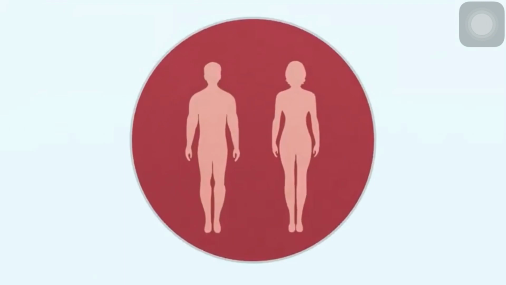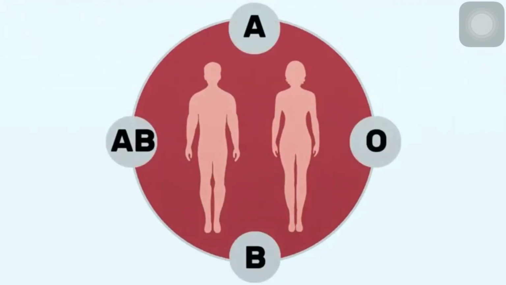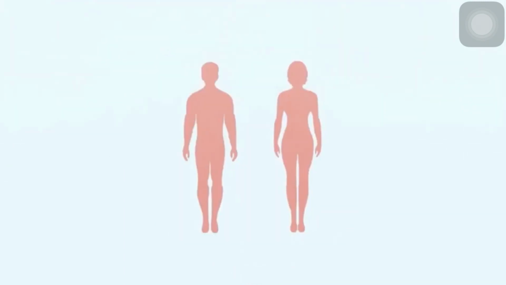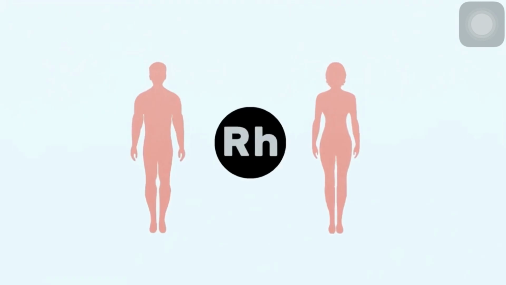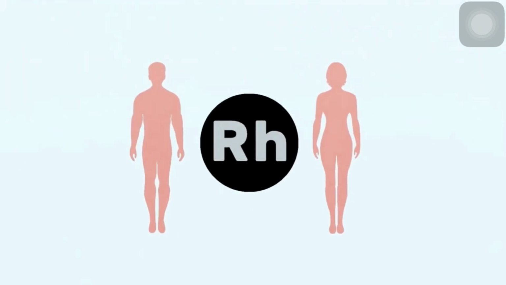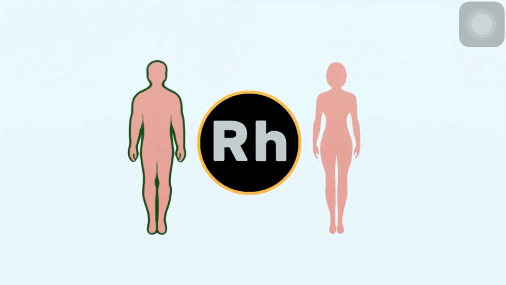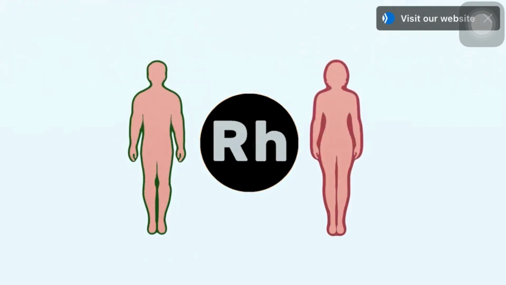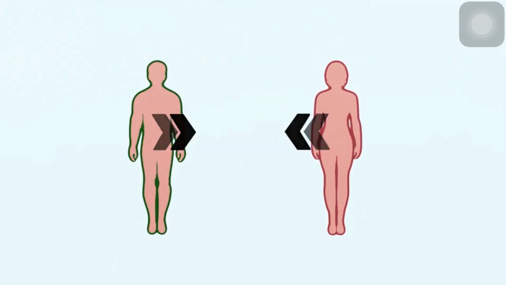Everyone on Earth can be divided into one of four major blood groups. But there's another category that differentiates us, RH. Most people have a protein on their red blood cells called the rhesus factor. These people are Rh positive. But a small percentage of the global population is missing this protein, making them Rh negative. These two blood groups are incompatible. That means that if they mix, deadly reactions can occur.